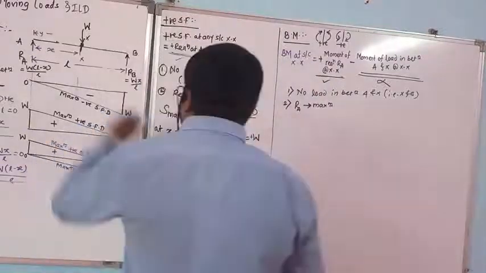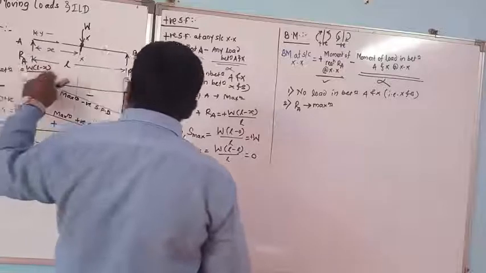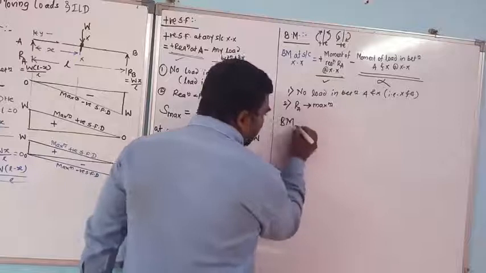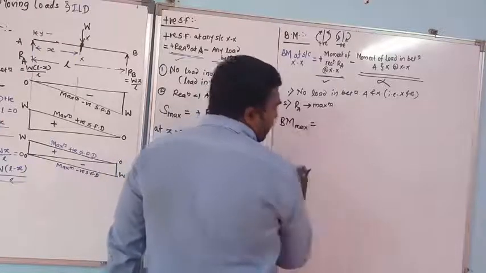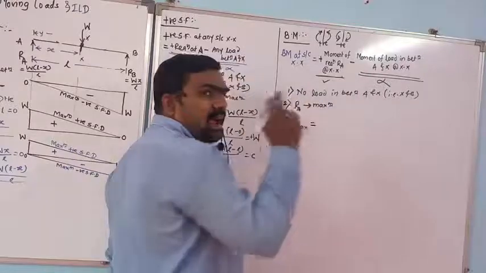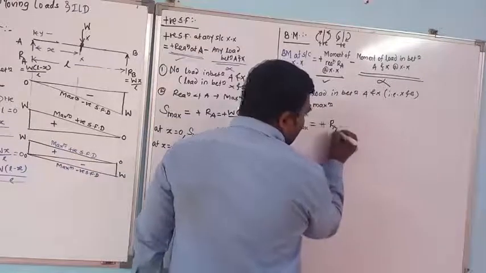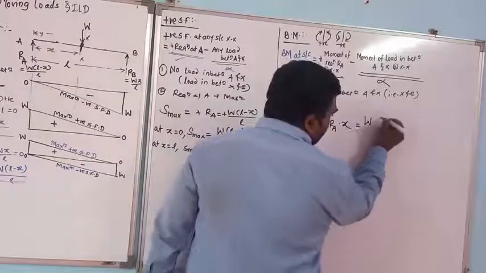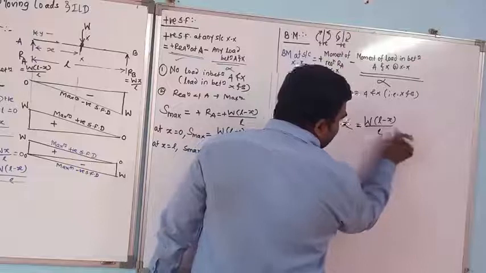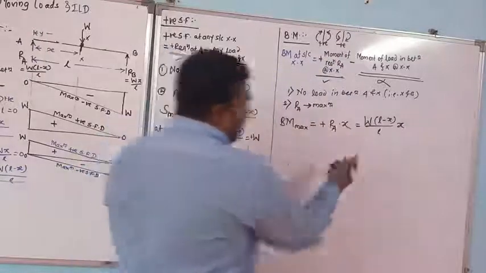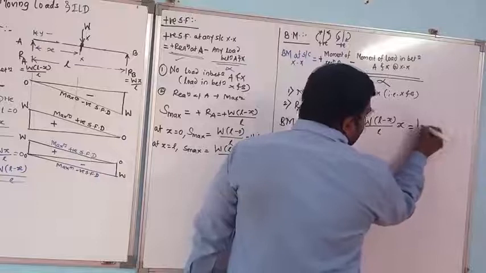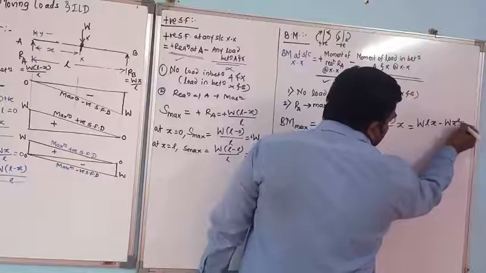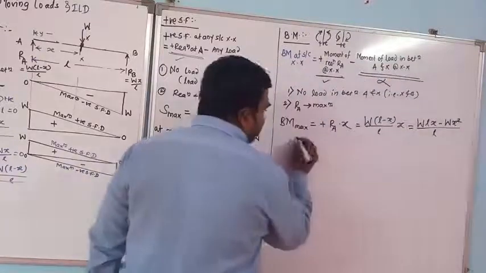So once I put this load exactly on the section, I am having W into (L minus X) by L. And here I will get the maximum bending moment, BM max, as the moment of reaction RA about XX, that is RA into X. And RA is here W into (L minus X) divided by L, into X. If I simplify this term, I get WLX minus WX square divided by L.